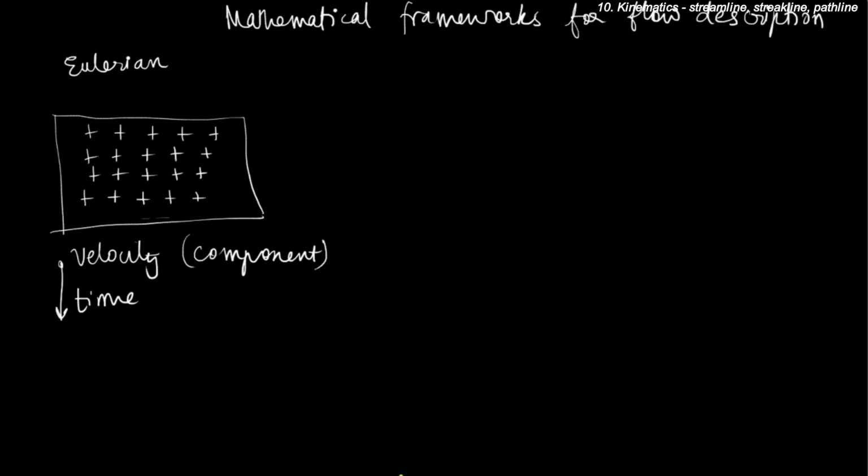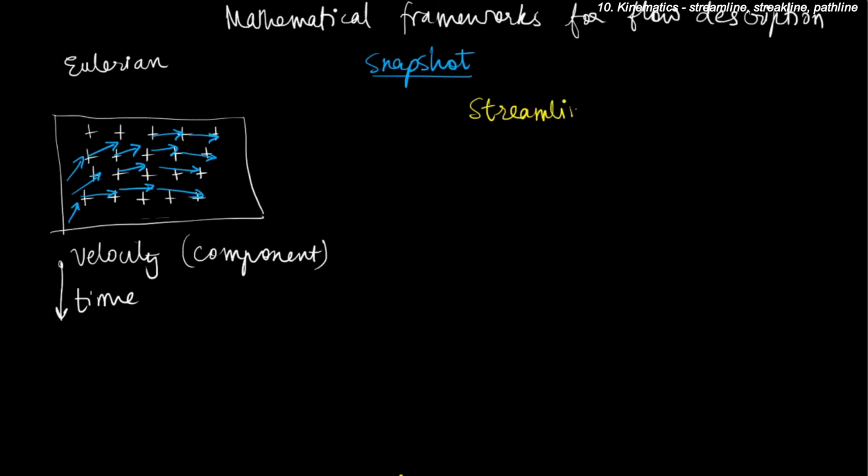So at a given snapshot, if I take at a given time a snapshot of the velocity, I will have something like this. So the streamline is a line which is tangential to all the velocity vectors.